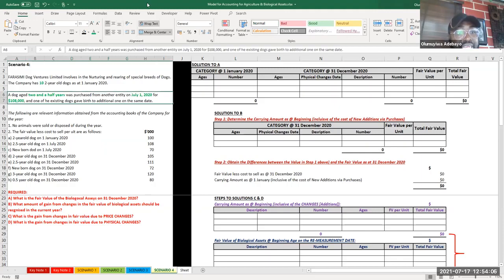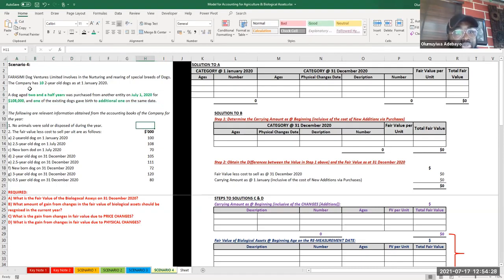And thereafter, one of the existing dogs gave birth to another dog, on the same day we acquired the 2.5-year-old dog. Now, which means as at the end of this year, we have 10 dogs at the beginning, 1 additional purchase, and 1 birth, which means we have 12 dogs at the end of the year. Now, from the accounting books of the company, kept by the accountant, we are able to extract relevant information. That 1, no animal was sold or disposed of during the year. That's why we still have 12, starting from 10, 1, 1.